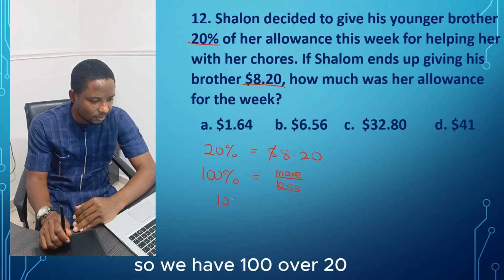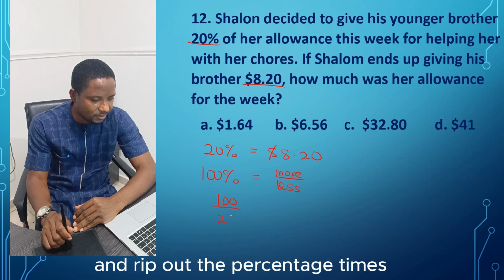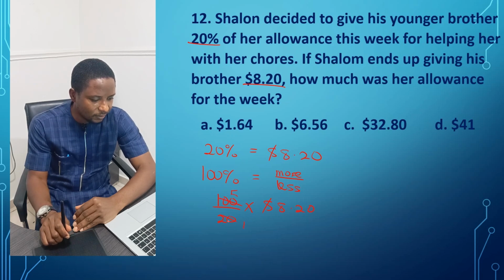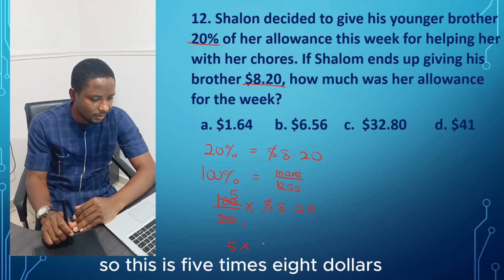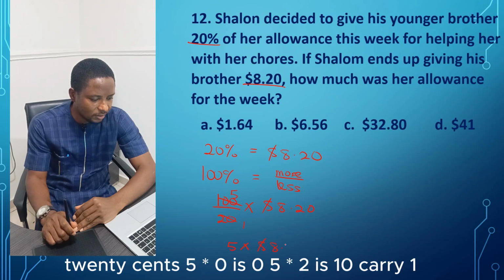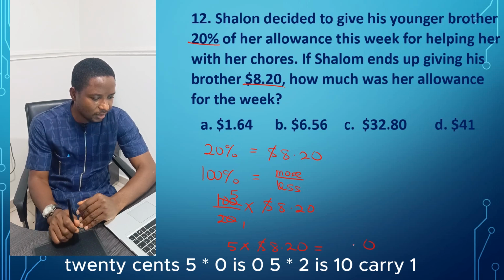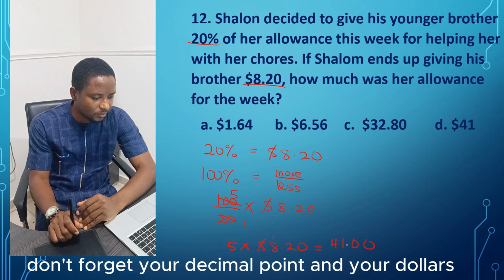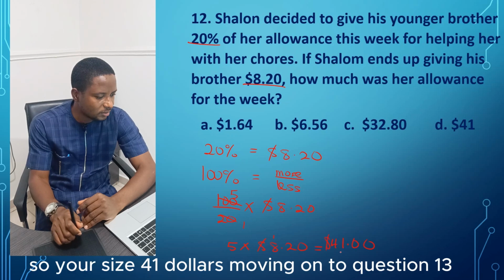So we have 100 over 20, times $8.20. 20 here 1, 20 here you have 5. So this is 5 times $8.20. 5 times 0 is 0. 5 times 2 is 10. Carry 1. 5 times 8 is 40 plus 1, 41. Don't forget your decimal point and your dollars. So your answer is $41.